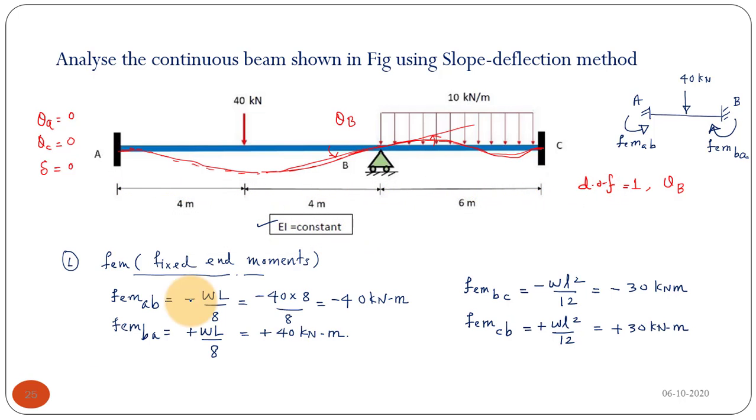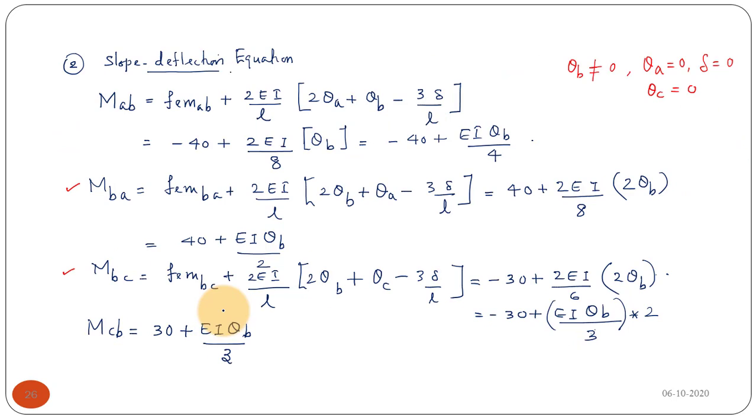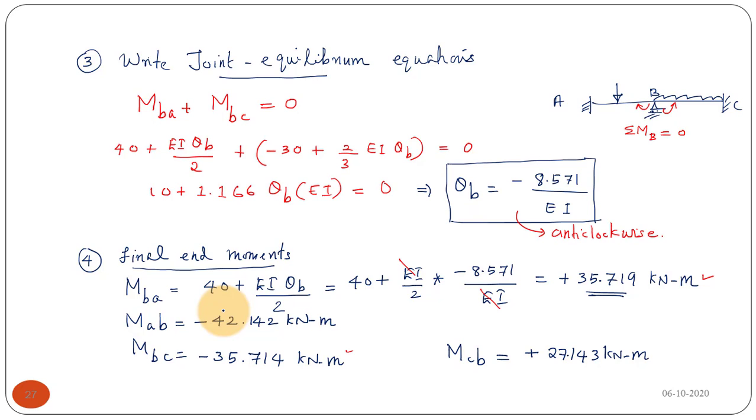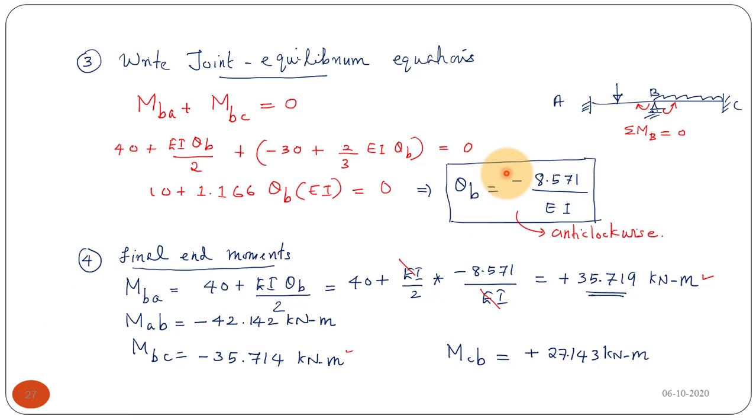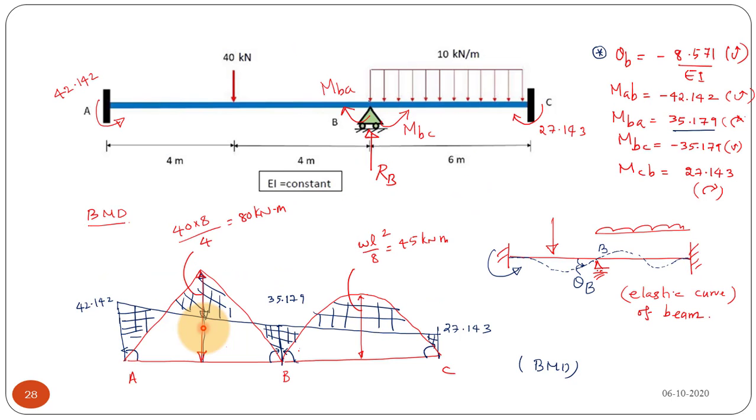Okay, in this question, first we got the value of fixed end moment. Then we wrote the slope deflection equations, and then we have written the equilibrium equation. Once we solved the equilibrium equation, we got the value of rotation at the continuous support, in the anti-clockwise direction, 8.5 divided by EI. By using this value, we got the final end moments in the continuous beam, and using that we have drawn the moment diagram.